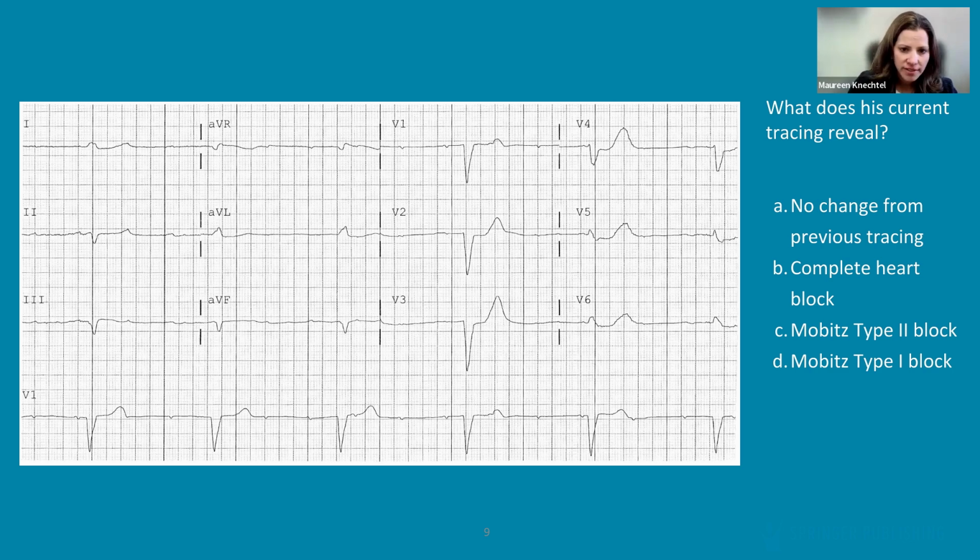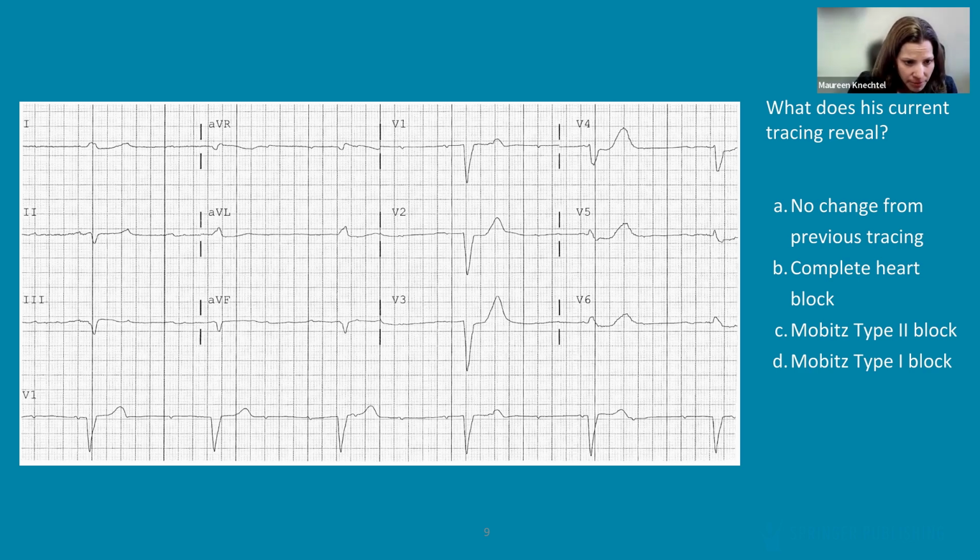No change from the previous tracing. You might be tricked into that because the patient does have a left bundle branch block appearance to this EKG, which also goes along with heart block. In this example, though, the key is to look for P waves that are not associated with a QRS. I'm going to pull up my laser pointer here and just show you.